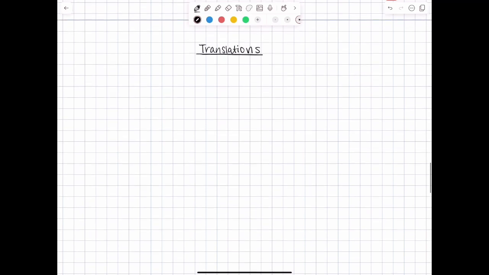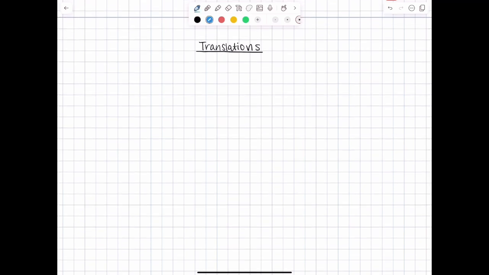So now we can move on to translations. Translation is just moving the graph, moving the function up and down the y-axis.